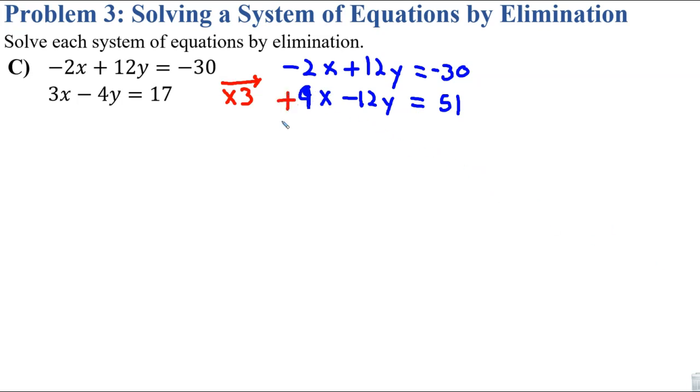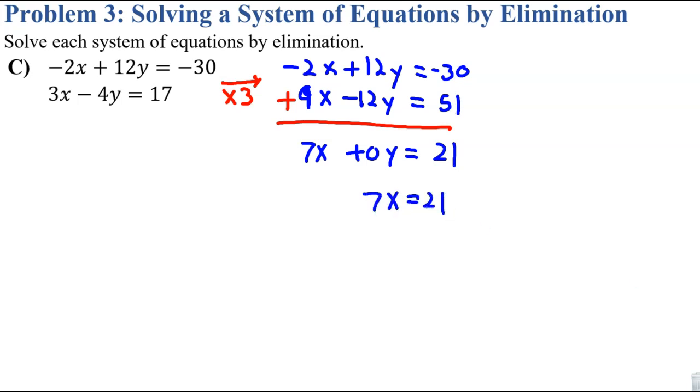And then once again, we'll add everything together. We can combine the x's: negative 2x plus 9x is going to give me 7x. We'll combine the y's. It's not always going to be the y that cancels, but it's just working out that way with these equations. 12y minus 12y is going to be 0y. And then negative 30 plus 51 is 21. So we have 7x is equal to 21. You can divide both sides by 7, and we end up with x is equal to 3.